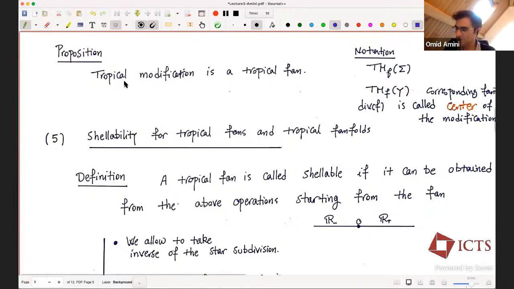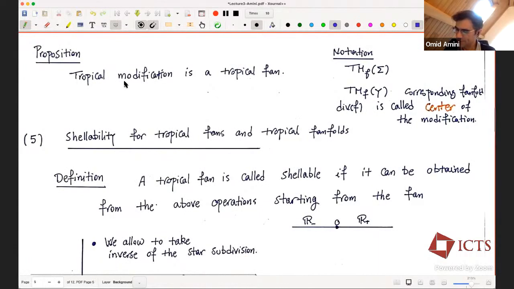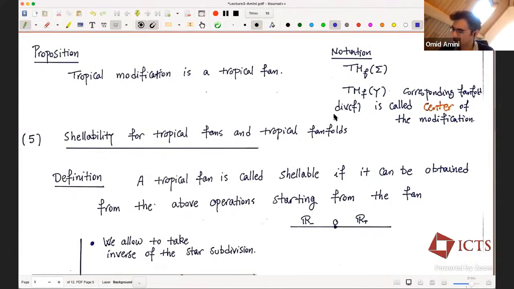And the claim is that tropical modification is a tropical fan. And this divisor of f, which we use, is called the center of the tropical modification. So you need to use the function f to define the tropical modification. But as I said, in the basic examples of tropical fans, every divisor is associated to a function, and actually that function is unique up to constants.